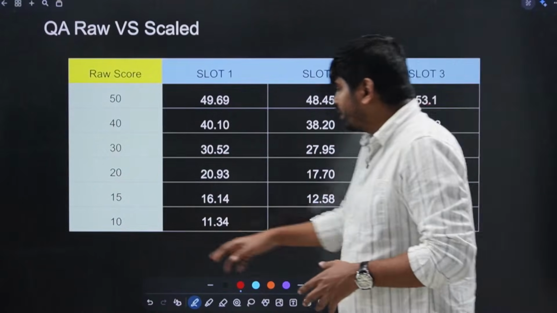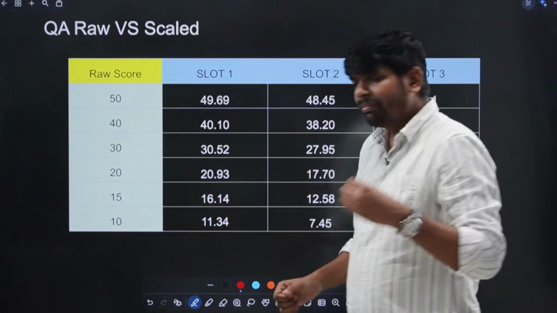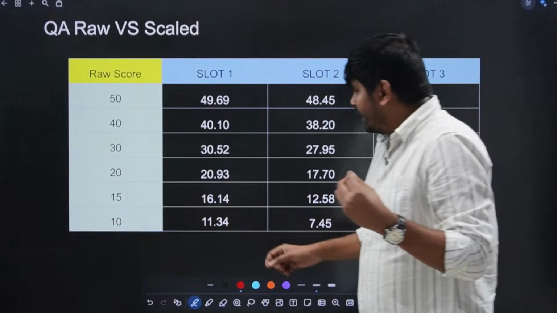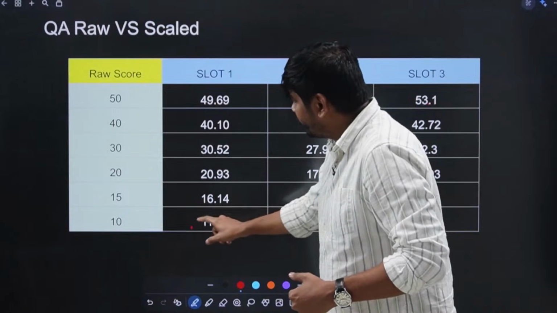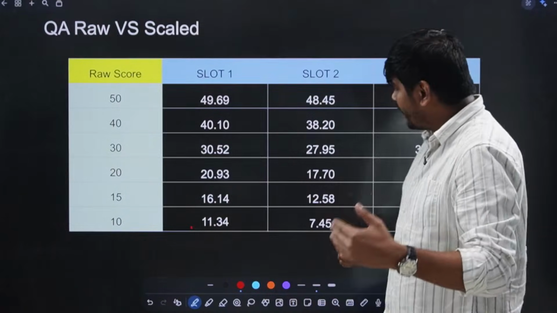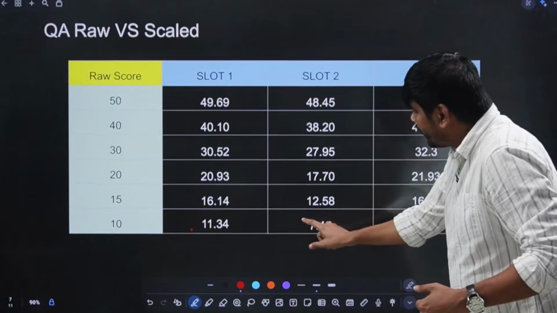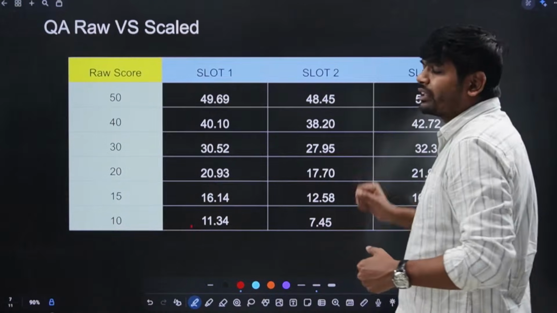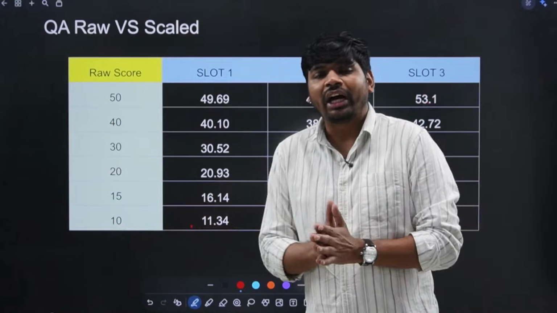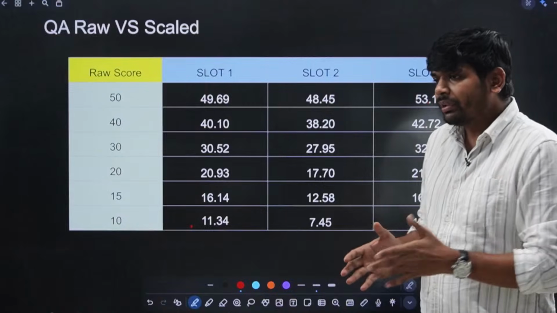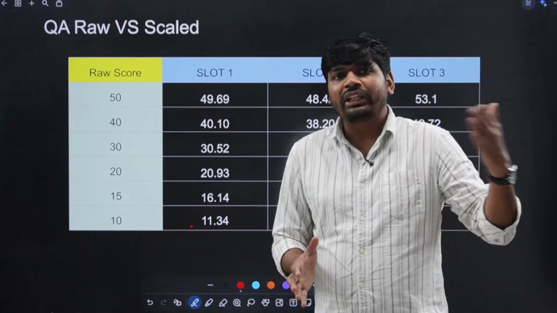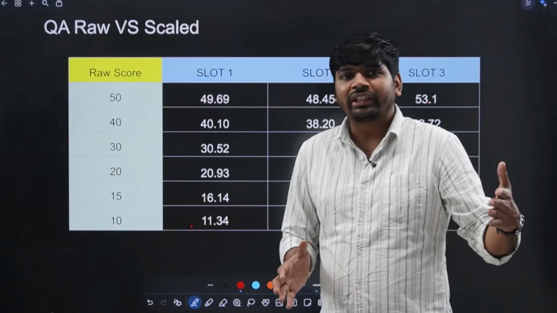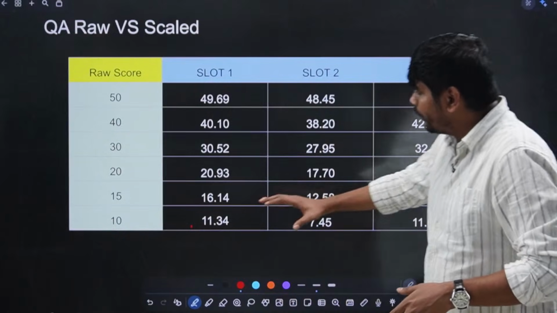Now if you look at 10 marks, somebody who has scored 10 marks, his slot 1 score will scale up by 1.34 marks, whereas in slot 2 your marks will reduce by 2.5 marks. That is a wide, like high jump. At lower percentiles, a jump of 2.5 marks can result in a decrease of 5 percentile, 10 percentile. Okay, that is at the lower end.